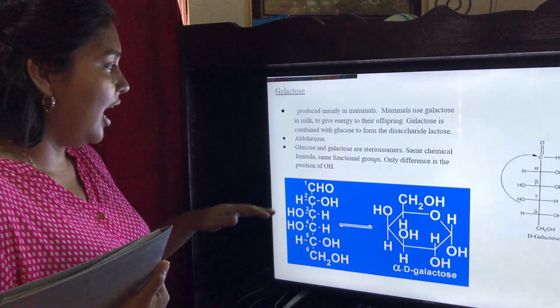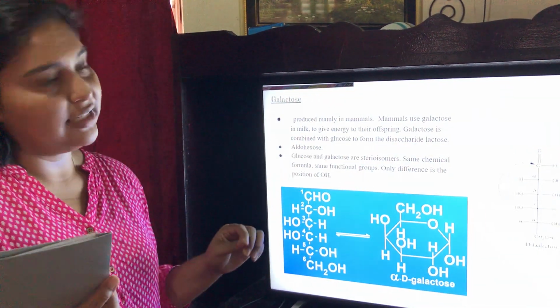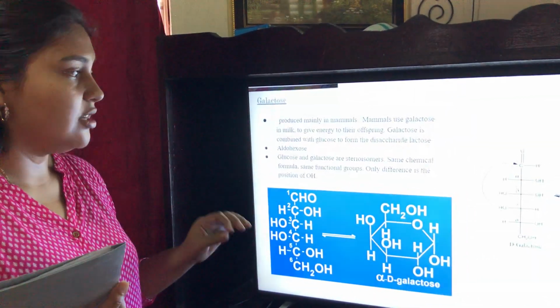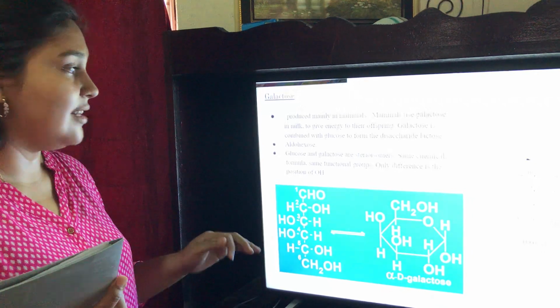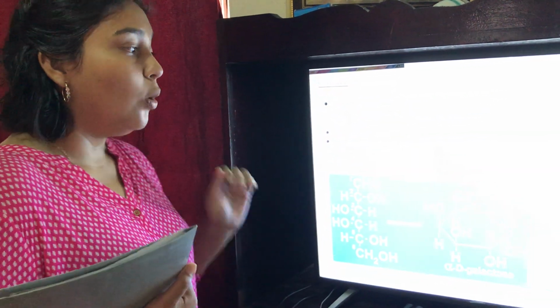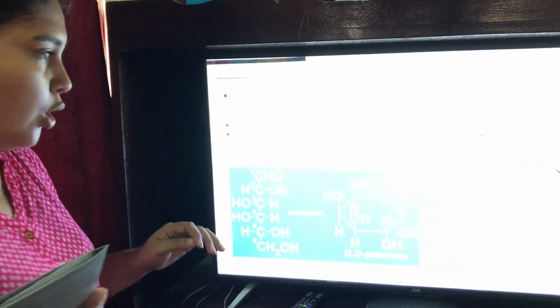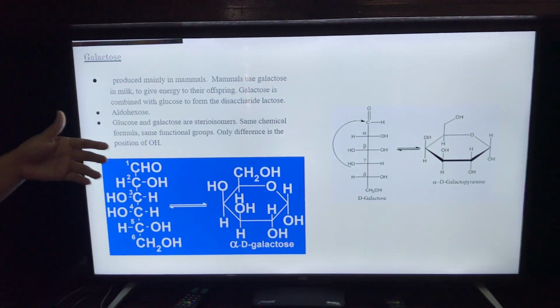So galactose is an aldohexose, and a very important fact is that glucose and galactose are stereoisomers. This means that they have the same chemical formula, the same functional group, but the only difference is the position of the OH. So that's basically the definition of a stereoisomer.